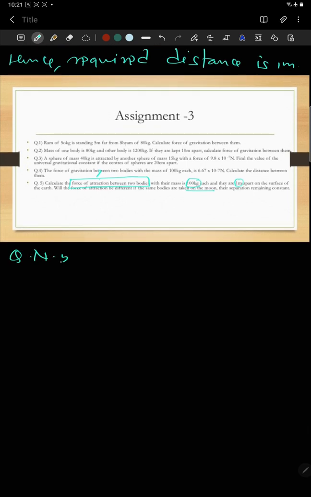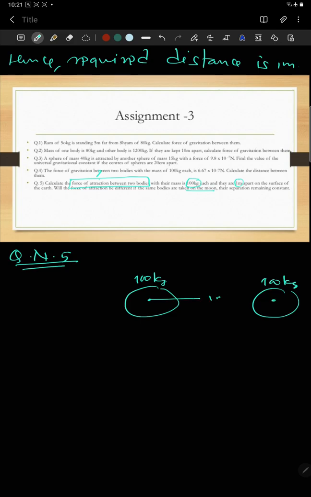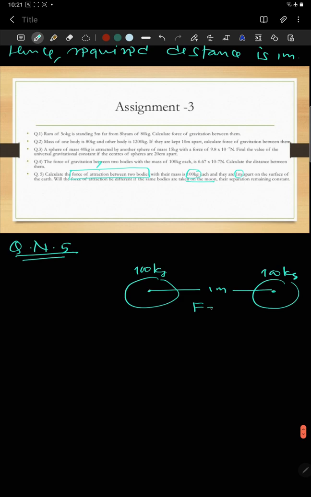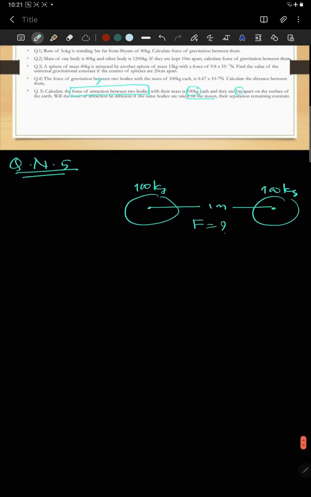So question number 5. Let us draw one figure based on this question. There are two bodies, and mass of them is 100 kg, and distance is 1 meter apart, and the force is asked to calculate here. What else given? Okay, we have written all given. That means what is asked to us is force of attraction. So let us write solution and given.